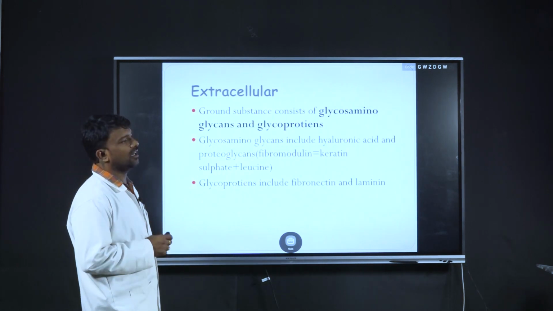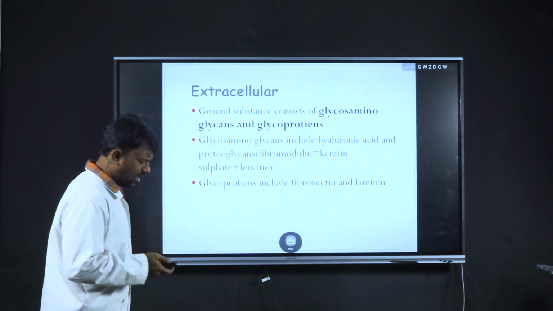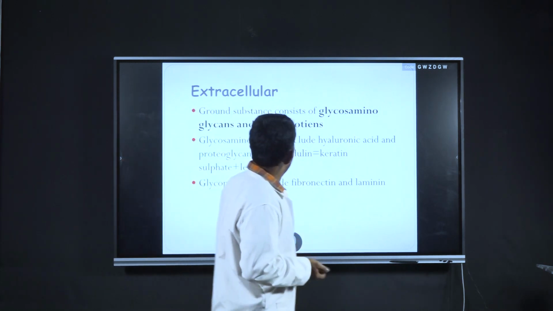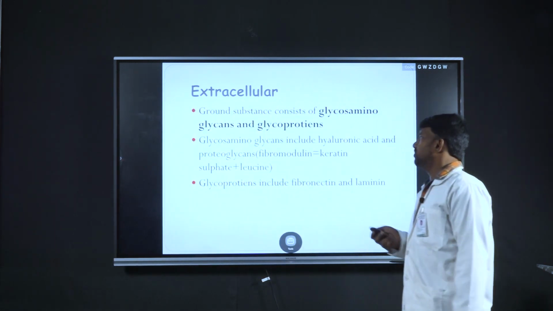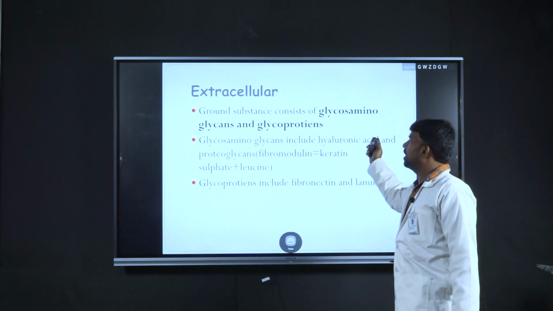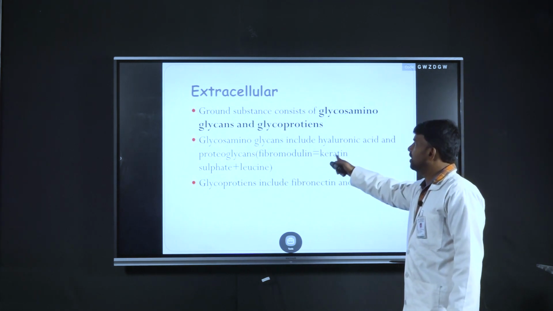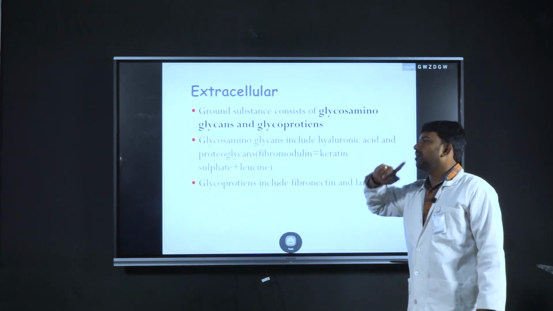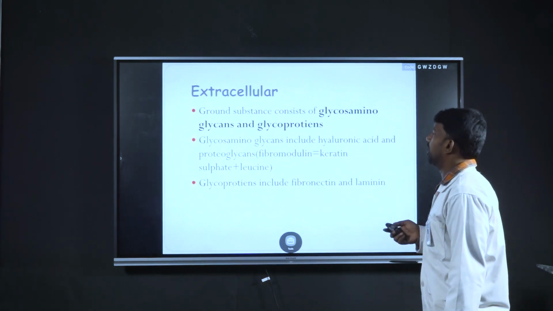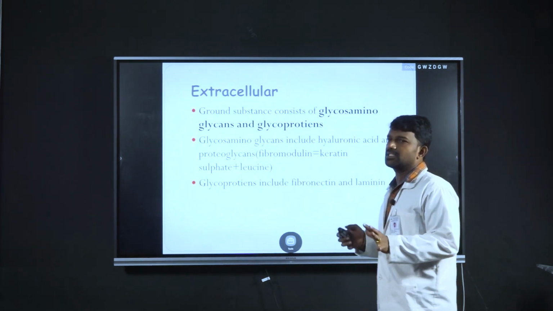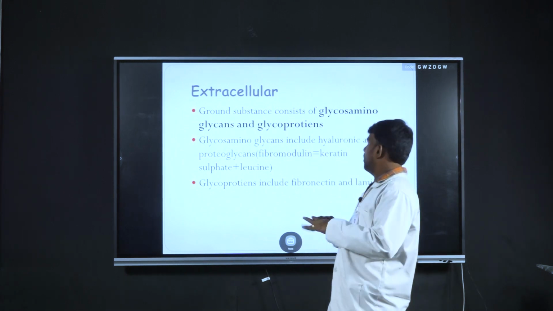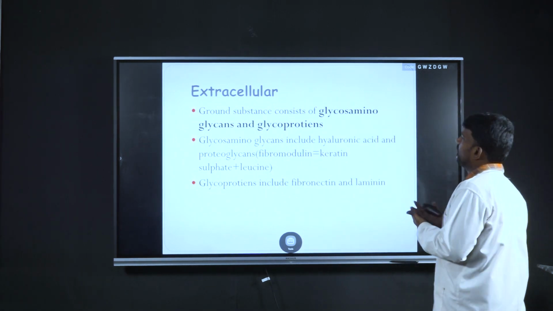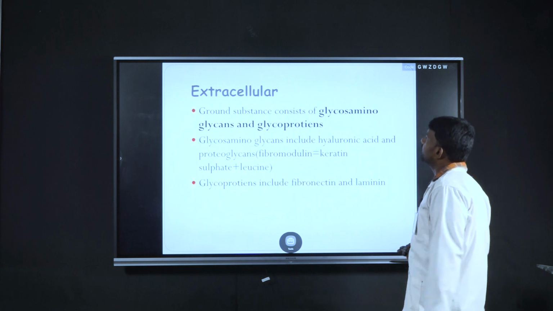So what is the extracellular matrix? It consists of glycosaminoglycans, GAGs, which include hyaluronic acid, fibromodulin, keratan sulfate and decorin, and glycoproteins, which include fibronectin and laminin. These form the extracellular matrix, a meshwork inside the extracellular matrix.